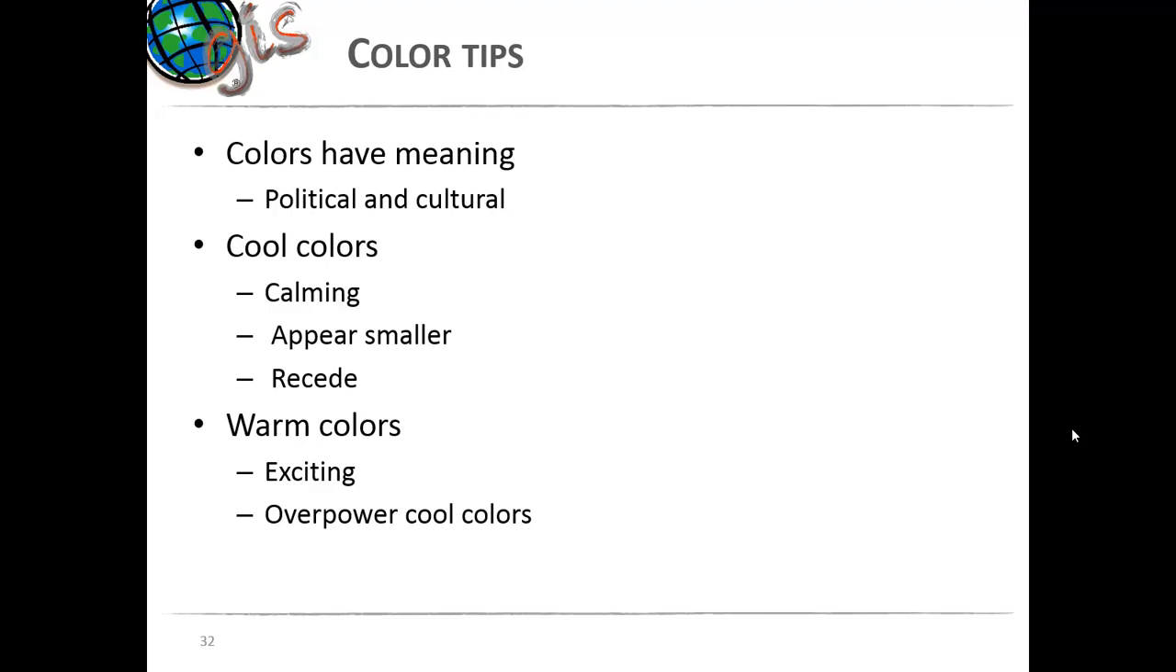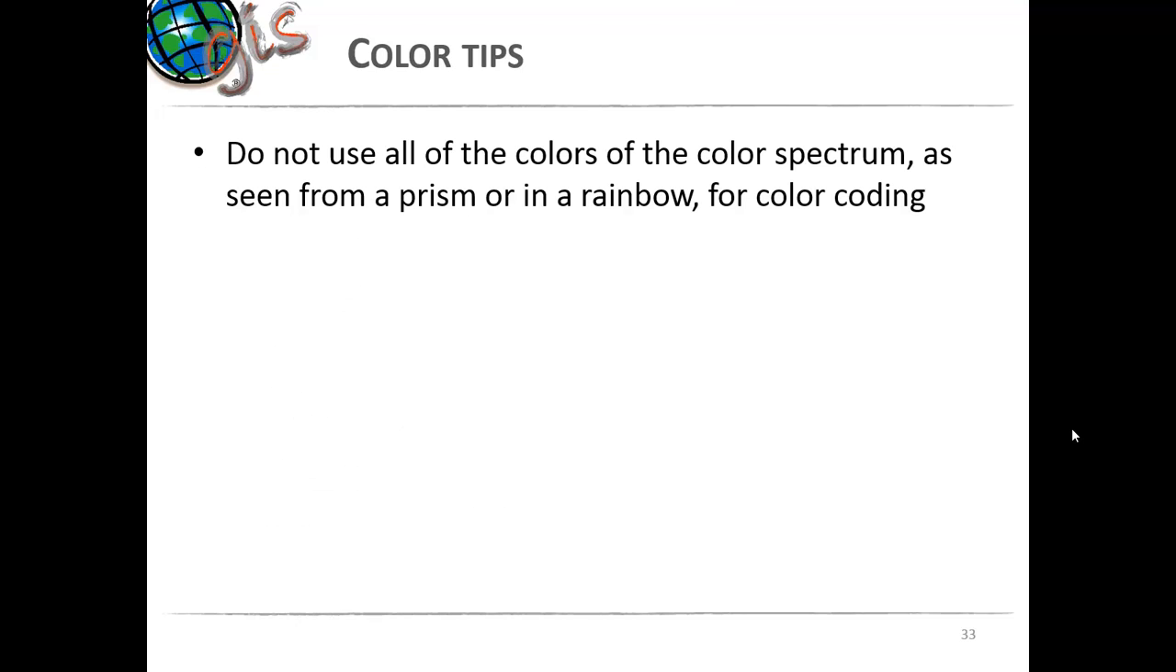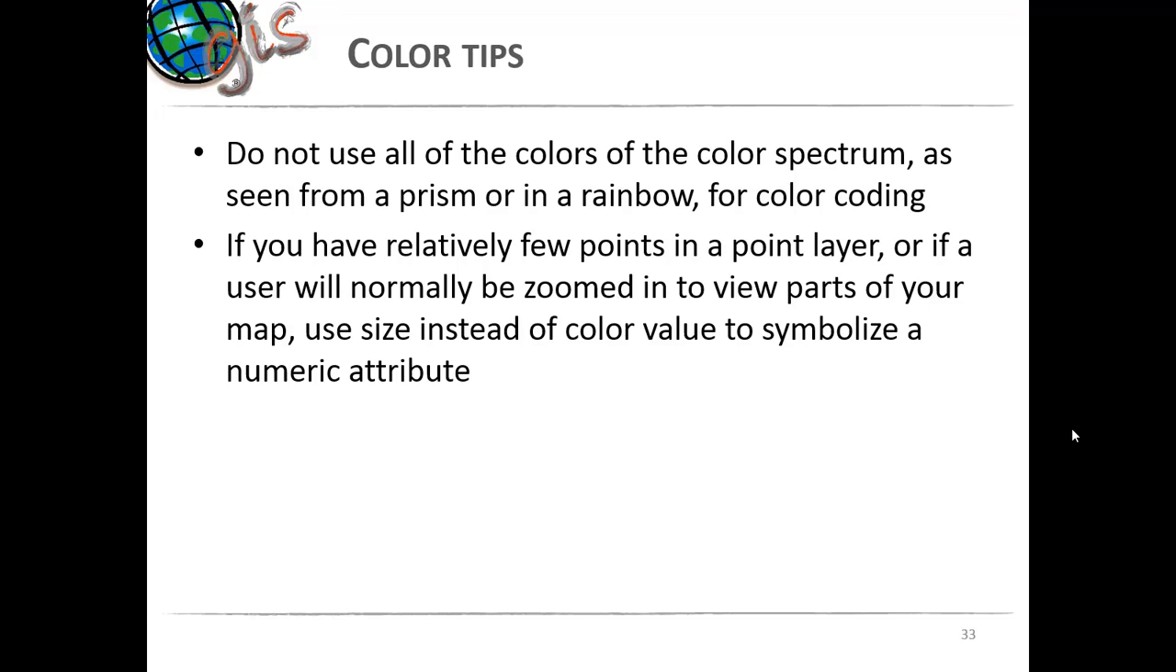They usually overpower cool colors. Cool colors are usually greens and blues, and the warm colors are obviously the reds and the yellows. So, more tips: do not use all the colors of the color spectrum, because you don't want people to be confused about your map.